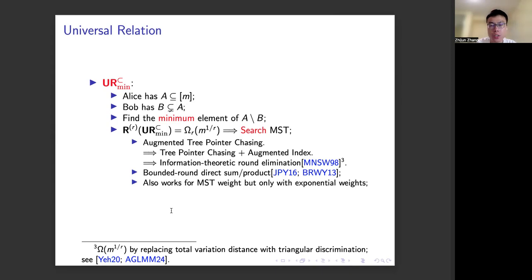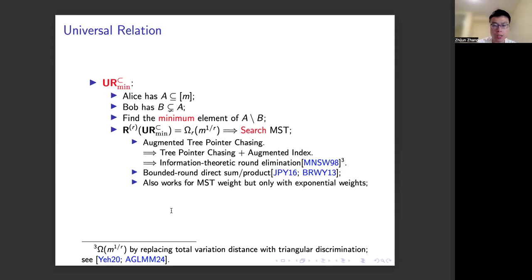I just want to mention that by some very standard information theoretic round elimination arguments, we can do the work here. And after that, if we apply some existing bounded round direct sum or direct product arguments, we can amplify the computation lower bound to computing multiple instances simultaneously.